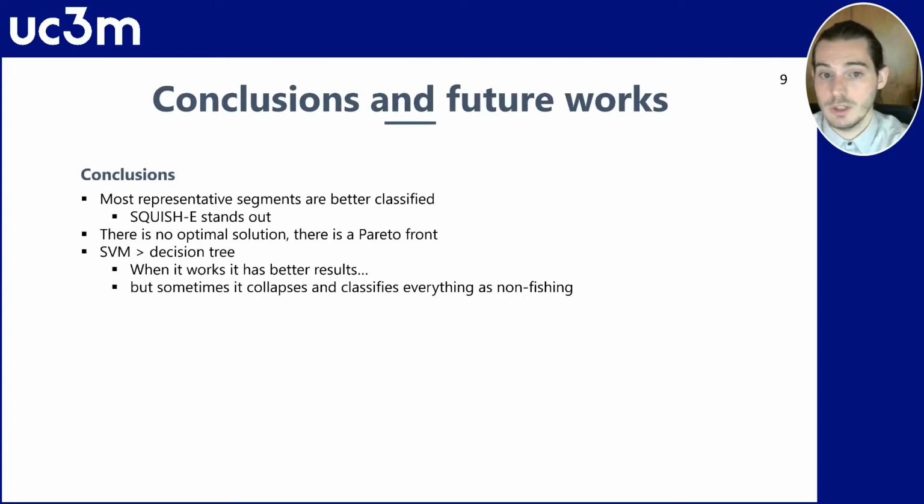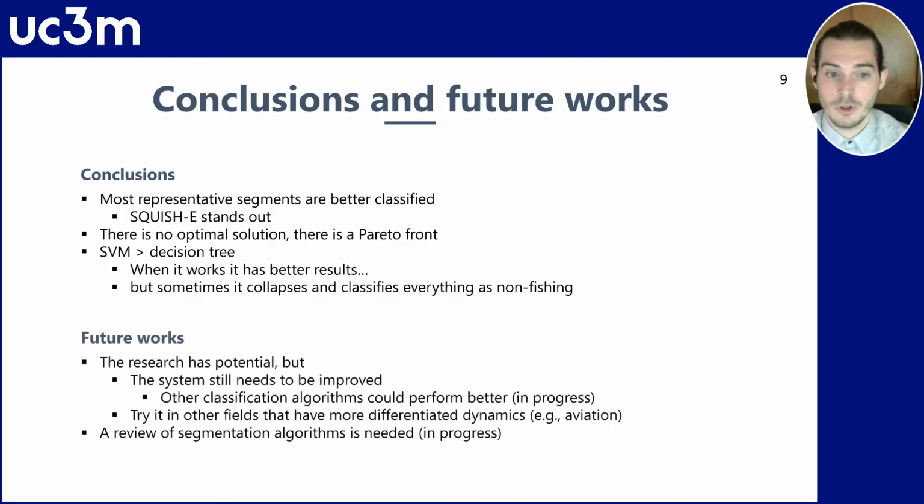Finally, as we have just seen, there are segmentation algorithms that are better at classifying, standing out the squeeze algorithm. Even so, this is a multi-objective problem, so there is no optimal solution, there is a Pareto front. Also, the SVM usually has better results in both metrics, but there are times that it collapses and classifies everything as not fishing. In future work, we have shown that this approach has potential, but it needs to be improved also.